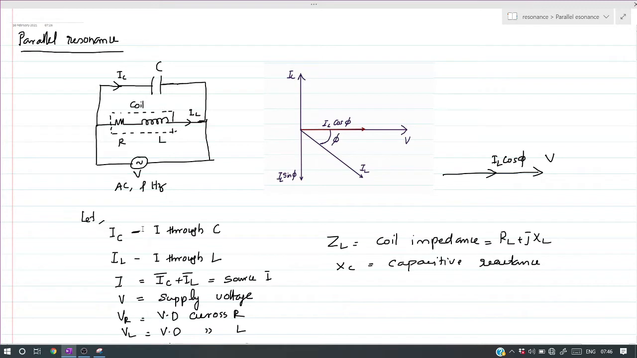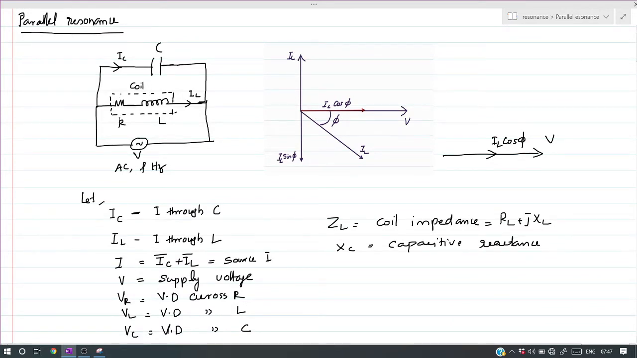Here, let IC be the current through the capacitor, IL be the current through the inductor or the coil, and I is the source current, which is the vector sum of IC and IL. V is the supply voltage. VR is the voltage drop across resistance R, where resistance R is the resistance of this coil, and VL is the voltage drop across the inductance of this coil. Then VC is the voltage drop across this capacitor.